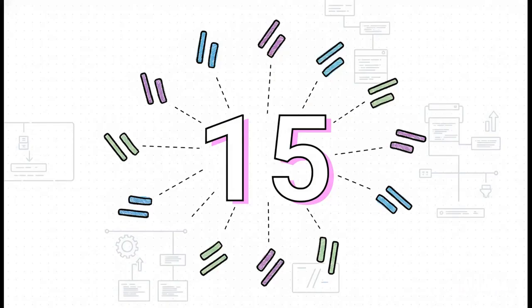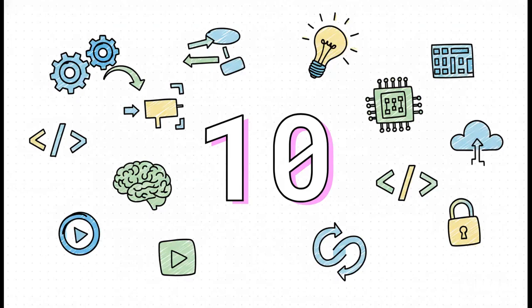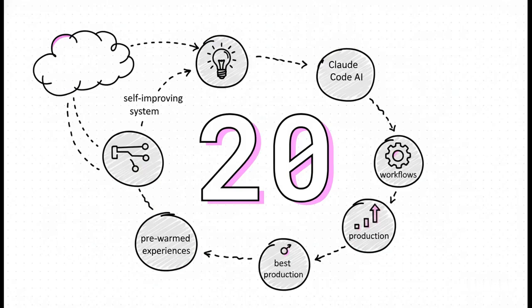And just to give you a sense of the scale here, on the optional side, there are 15 different slash commands at your disposal for that direct control. While all that background automation is powered by 10 different hook scripts that tie right into Claude Code's lifecycle. And to make sure it's useful from the absolute first minute, it comes preloaded with 20 of these pre-warmed experiences. These are basically lessons learned from real-world workflows, so it already has a head start.